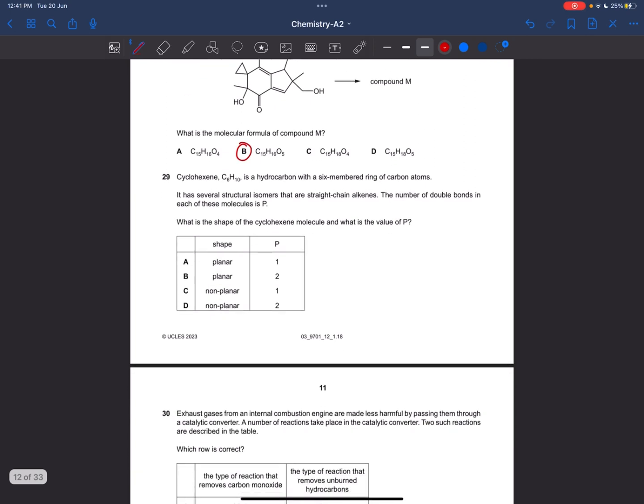If we talk about 29, this is basically a VSFR question which is the easiest among all of them. Cyclohexane, C6H10, is a hydrocarbon with a 6-membered ring of carbon atoms. This has several isomers that are straight chain alkenes, with a number of double bonds in each.